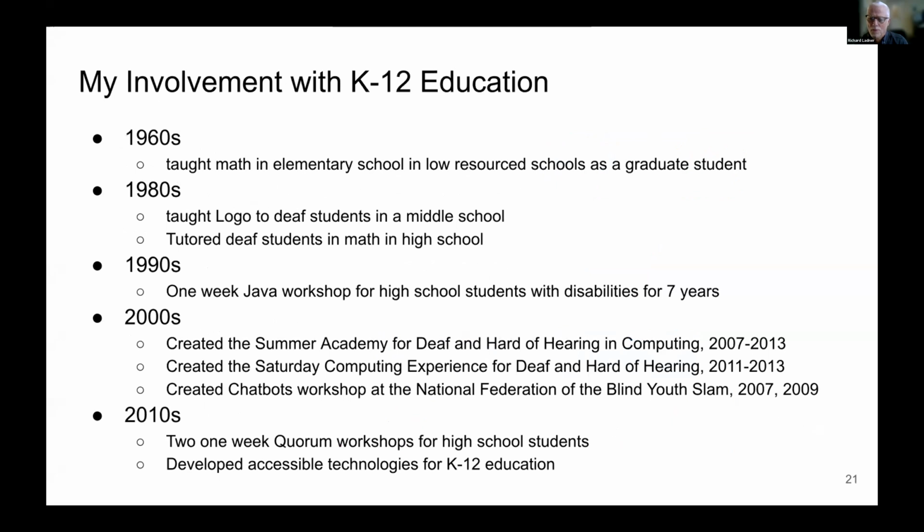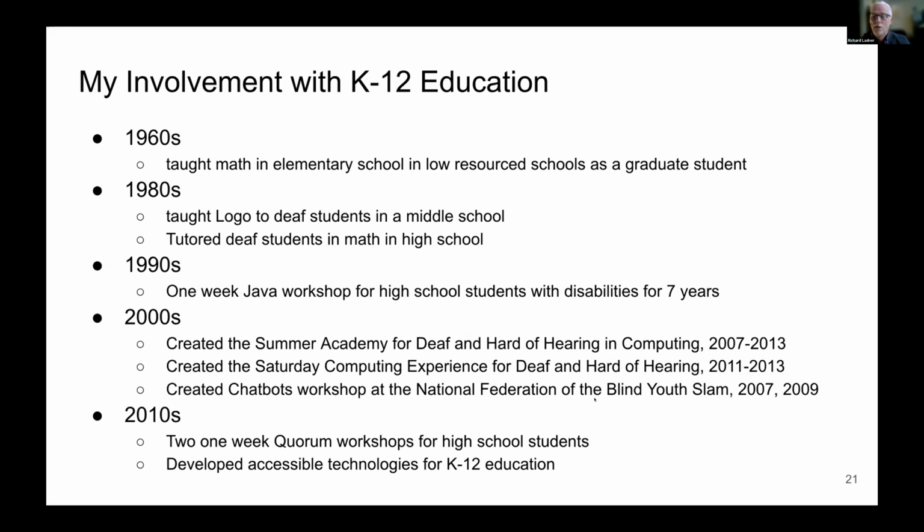And you're probably wondering, well, what about my K through 12? What have I done in that space? And I look back over my history since I was in grad school. I realized I've been doing things every single decade for the last 50 years with K through 12. As a graduate student, I taught math in under-resourced schools around the Bay Area. In the 1980s, I taught Logo, of all things, to deaf students at a middle school in Seattle here. I tutored deaf students in math in a local high school.